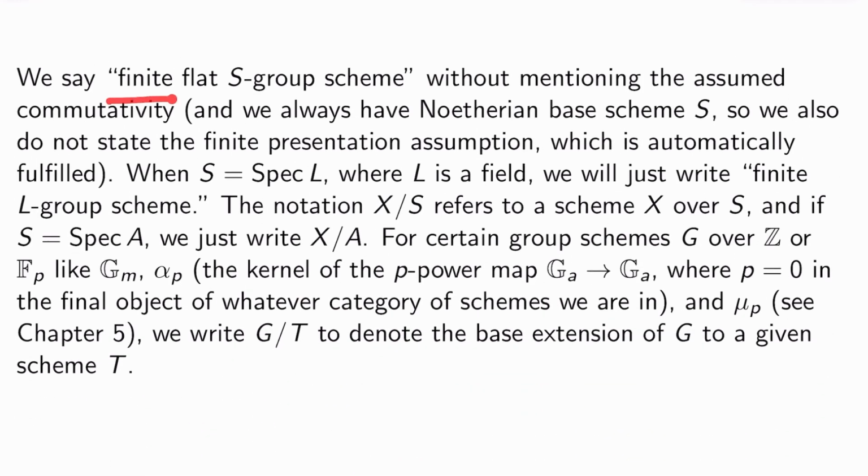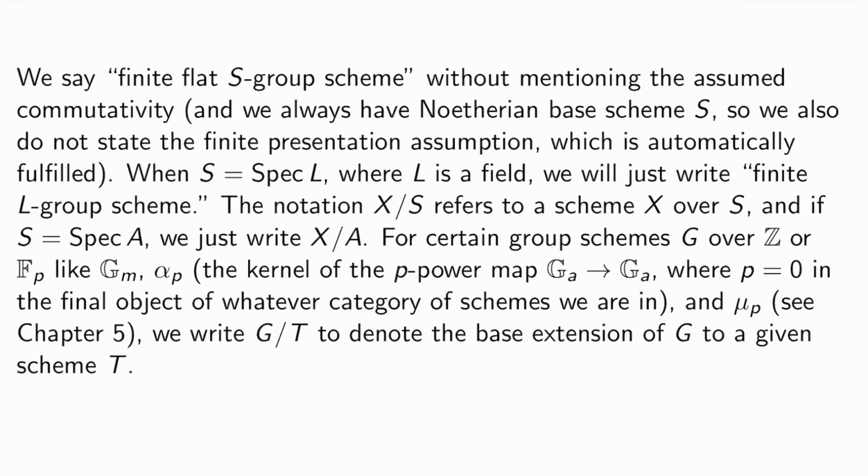We're going to say finite flat S group scheme without mentioning the assumed commutativity. Also, there should be a finite presentation assumption, but we're always going to have a Noetherian base scheme S, so we're not going to mention it because it's automatically fulfilled. When S is Spec L, where L is a field, we will just write finite L group scheme instead of finite Spec L group scheme, as usual. The notation X over S refers to a group scheme X over the scheme S, and if S is Spec A, we'll just write X over A instead of X over Spec A.